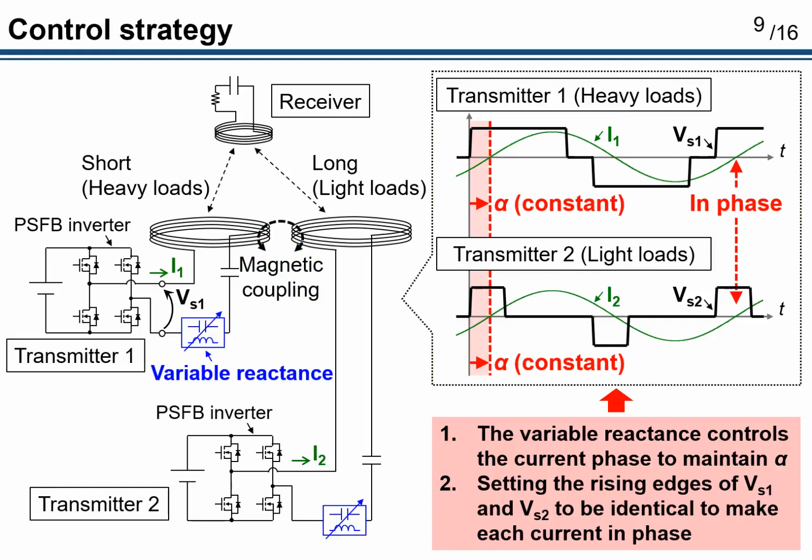Based on the requirement, I will show the control strategy. As an example, assume that transmitter 1 is a heavy load such as a short distance between transmitter 1 and receiver. Transmitter 2 is a light load such as a long distance between transmitter 2 and receiver, and there is magnetic coupling between transmitters.